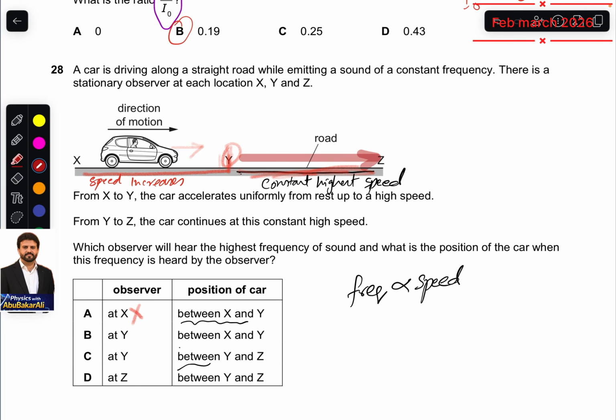So when it reaches this point, it will already have the highest speed. That was not the case for Y, because when it was reaching Y from X, it was accelerating, it was increasing speed. But when it is reaching Z, it is already at its peak speed. So the observer at Z will hear the maximum frequency.